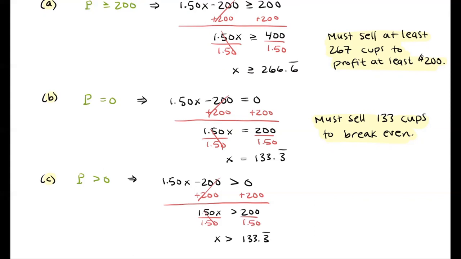Okay, so this is exactly like part B, except we've got a greater than here instead of an equal to. So I'd say, we must sell 134 cups, because if we have to sell a third of a cup or 0.3 of a cup, then we have to sell the whole cup in order to actually reach the profit being positive. So let's say we must sell 134 cups to start making a profit. Oh, but that's not quite right. Let's say we must sell at least, right? That's important there. We have to sell 134 or more cups to make a profit.